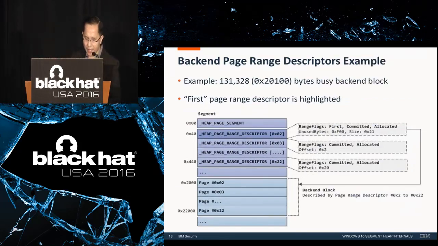Here is an example of a set of page range descriptors that describe a busy block. Page range descriptor 2 describes this page, and then page range descriptor 3 describes this page. They state that the pages are both committed here and then allocated, which means busy. Also, the page range descriptor for page 2, which is the start of the block, is marked as the first here. And therefore, the size field is the total number of pages of the backend block.